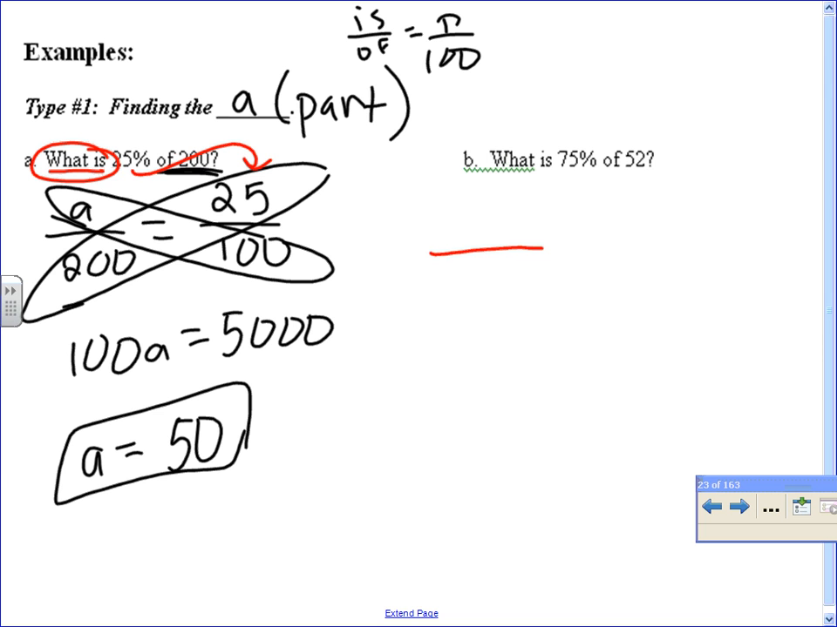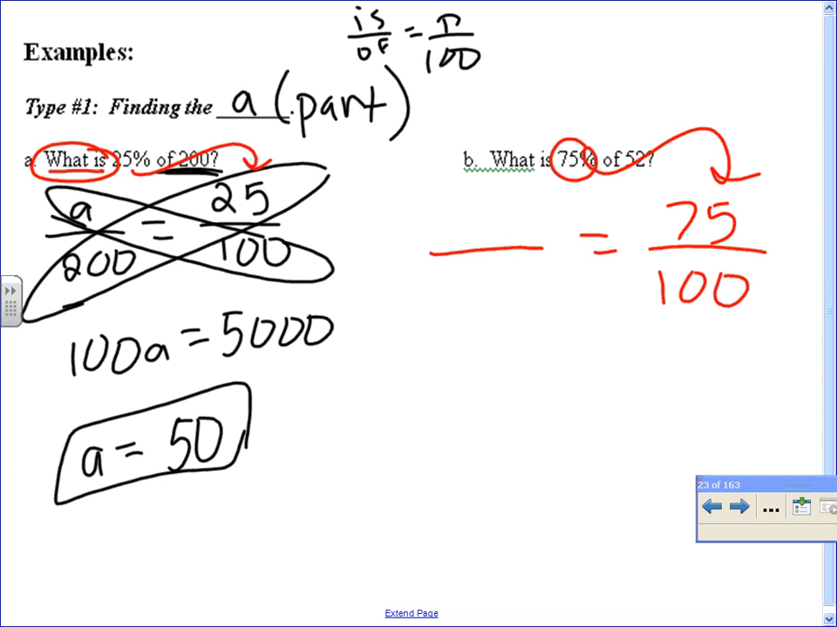Okay, letter B, make your skeleton. Line equals line over 100. What is 75% of 52? So either do it from the aspect of part over whole equals percent over 100, or is over of equals percent over 100. The percent always goes in for P. Everyone put that percent in for P.